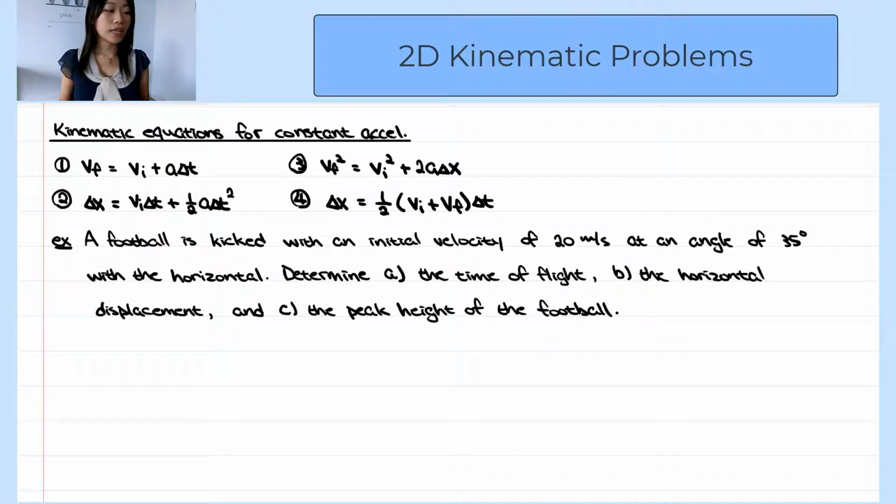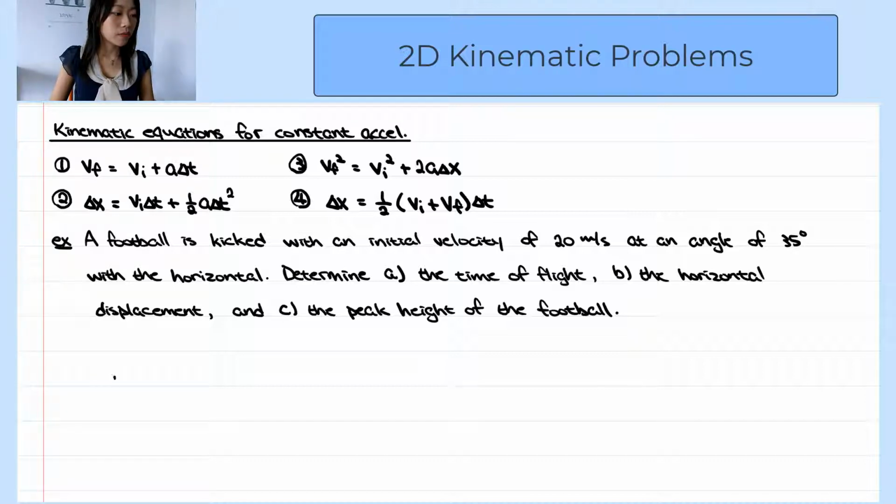A football is kicked with an initial velocity of 20 meters per second at an angle of 35 degrees with the horizontal. We want to find the time of the flight, the horizontal displacement, and the peak height of the football. Let's do a simple sketch of the situation.